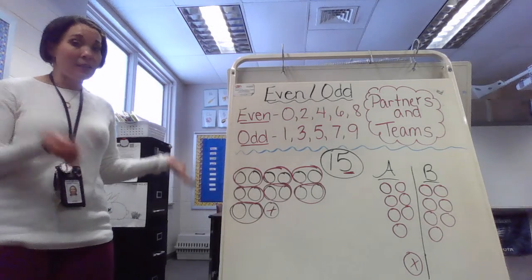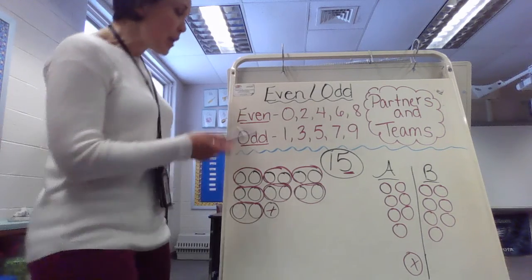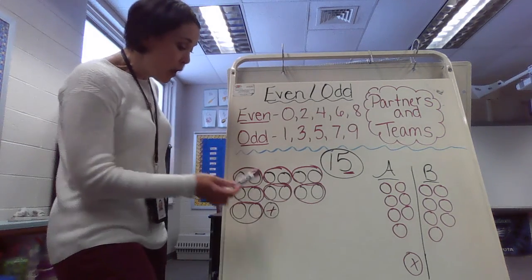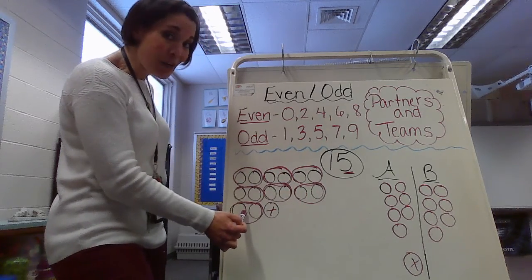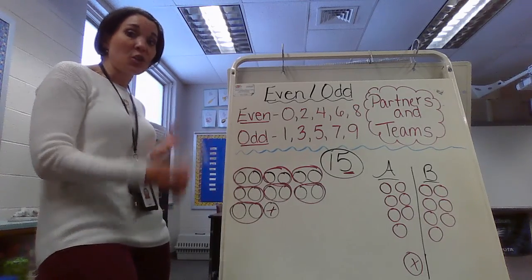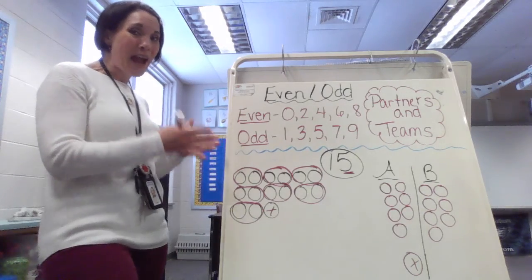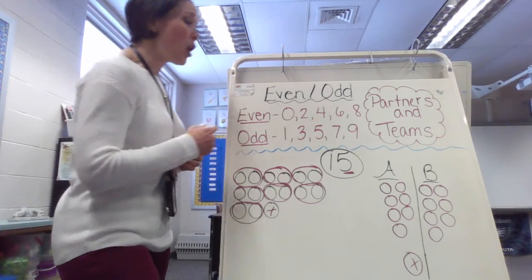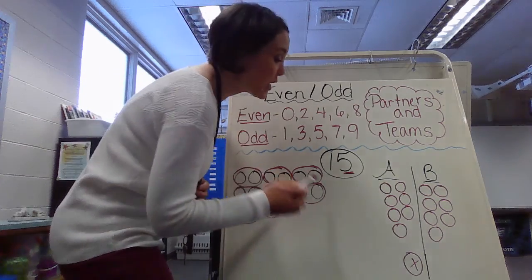So let's take a look and see what we have for our partners versus our teams. So how many groups of perfect partners do we have? 1, 2, 3, 4, 5, 6, 7 perfect partners with 1 left over. So sometimes in a situation like this, if you're in a class and doing centers, you might have to bring an extra person in.